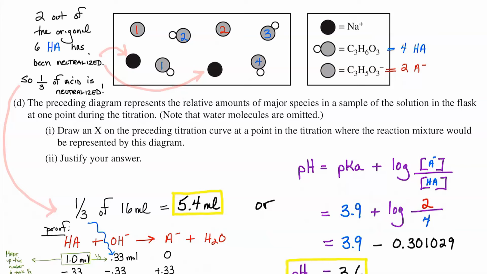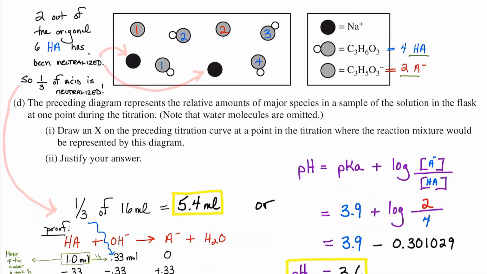So they want you to draw an X on the diagram where the reaction would be represented by this diagram. Very simply, if I look at the diagram given to me, I can see that there are 4 weak acids and 2 conjugate bases added, and now I know I have a buffer solution because I've got conjugate acid-base pairs. But okay, where do I put the X?